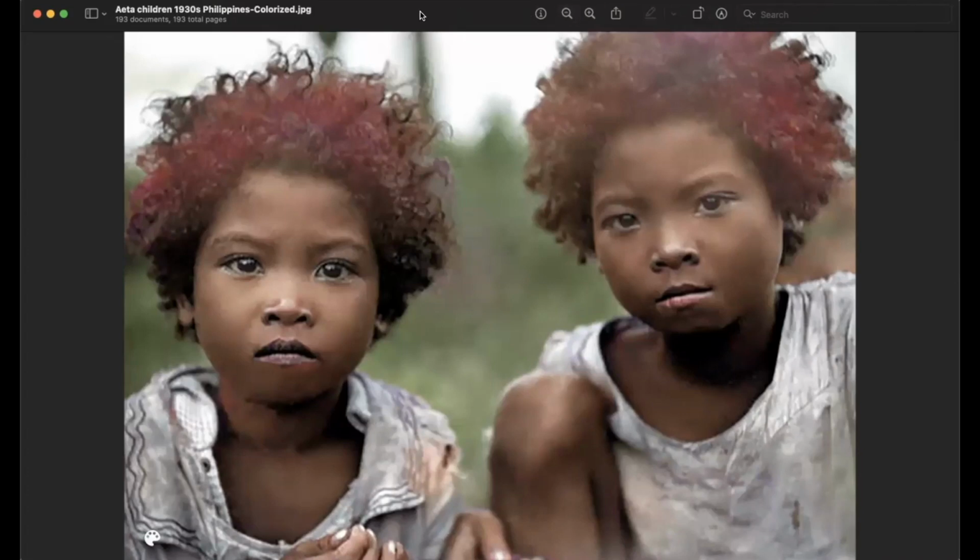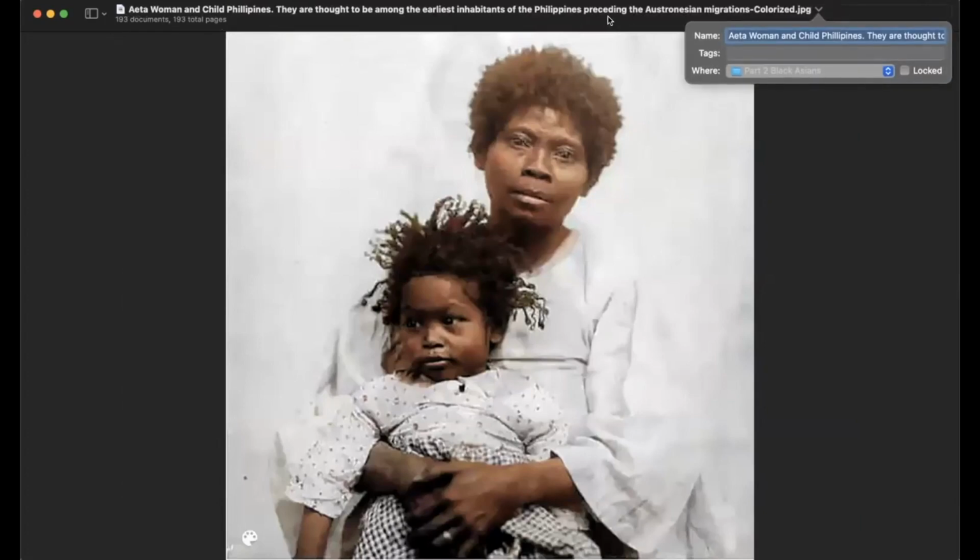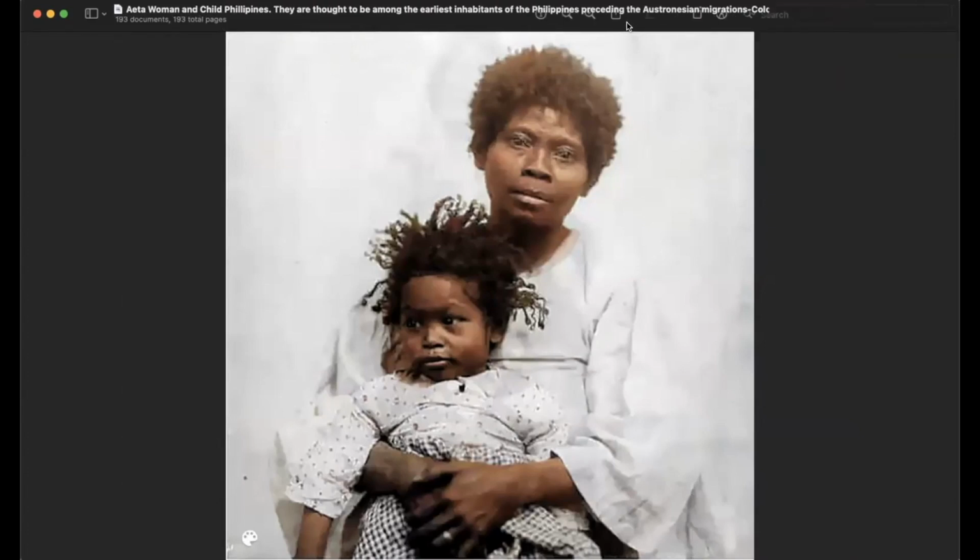Take a look. It says an Aeta woman and a child from the Philippines, also from the Aeta tribe. They are thought to be among the earliest inhabitants of the Philippines, preceding the Austronesian migrations. Before the Austronesians, these are the people who were there anciently. They're not Africans. They've been there since creation. They're original to that part of the world.